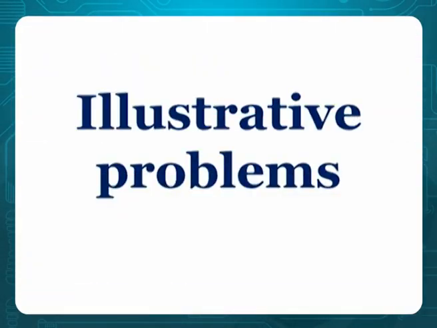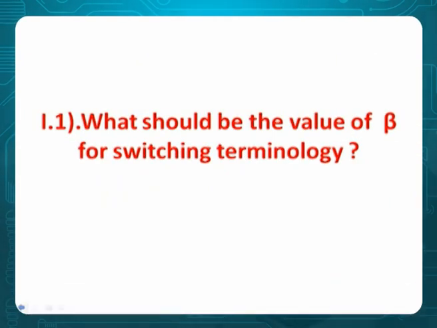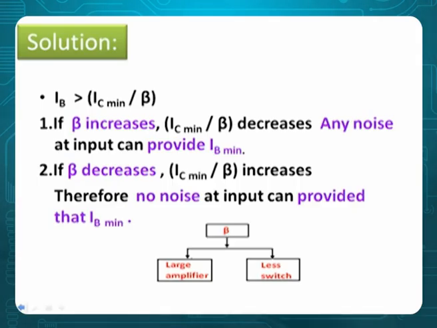Let's go to illustrative examples, illustrative problems. The first one, question number 1. What should be the value of beta for switching terminology? When you're using it in switching, how do you take the value of beta? As a matter of fact, beta is not a value but a range.